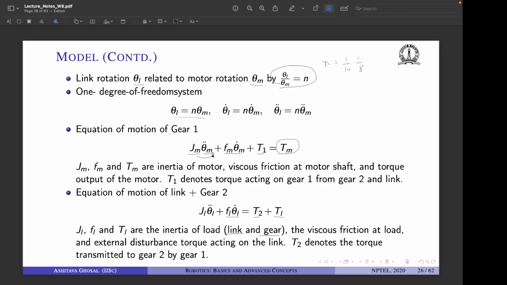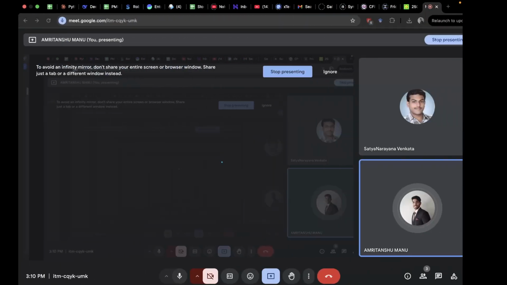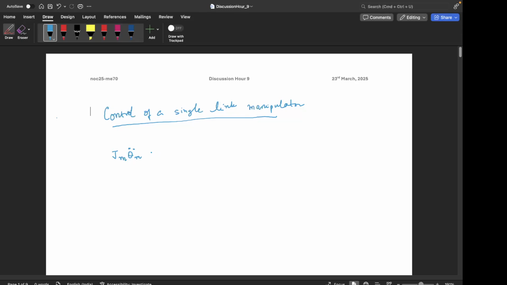So the equation of motion of gear 1, and the second part is the equation of motion of the link and the gear 2. So let's first write the first equation of motion, that is Jm theta m double dot, right, plus Fm theta m dot plus T1, that is the torque acting on gear 1 due to gear 2, and this all is equal to the motor's output torque. This is equation 1.